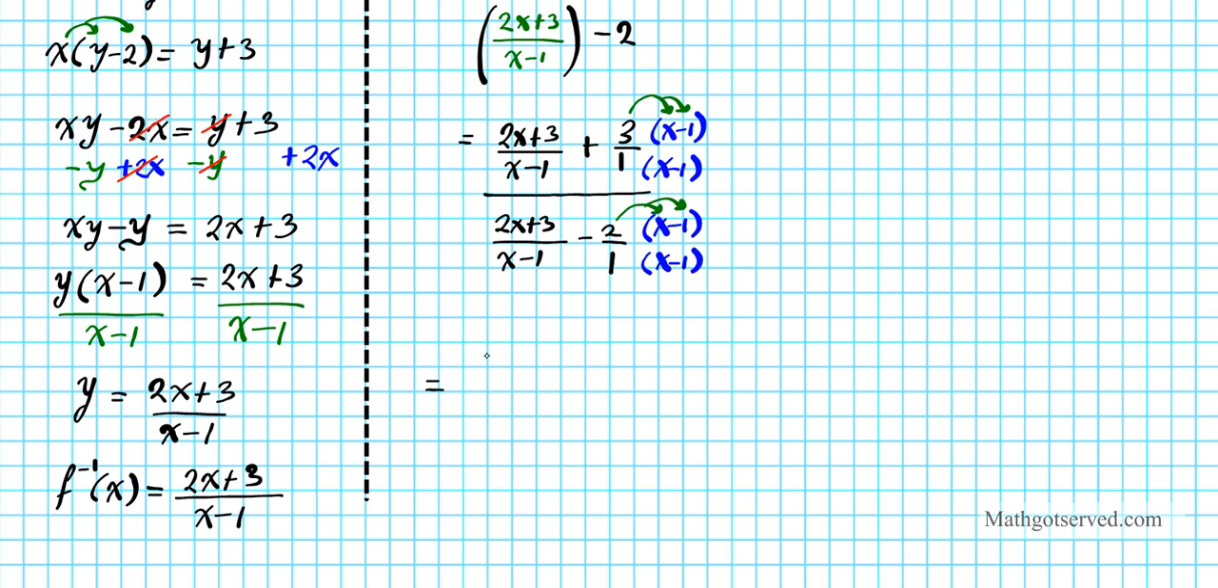We have (2x + 3) over (x - 1) plus, if we multiply that, we have (3x - 3) over (x - 1). Okay, now the denominators are the same.